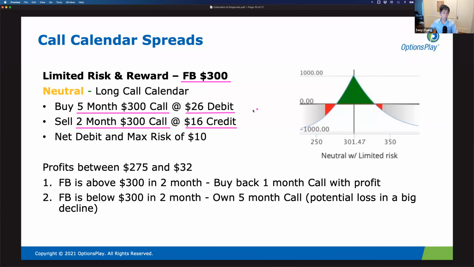Now, what happens here is because I've paid more for the long call than I'm collecting on the short call, this trade is actually traded at a net debit of $10. So before, in my short straddle, I'm collecting a $31 credit. That's the buffer that I effectively have when I'm utilizing this type of strategy.